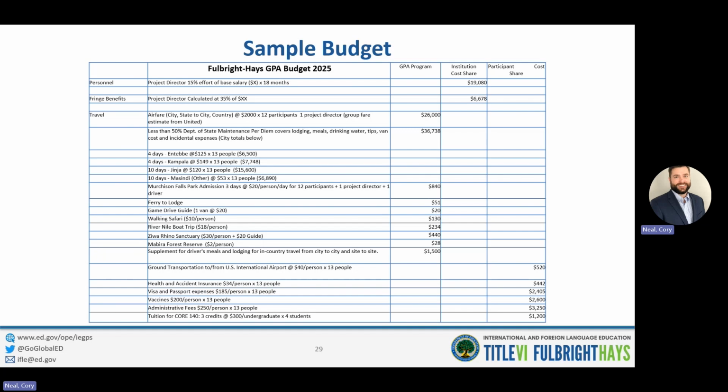If you are unsure if a specific line is able to be covered by GPA funds, for example, a lot of times I will see folks will put visa and passport expenses under the GPA program funds, and that is not allowable. That is a US-based cost.